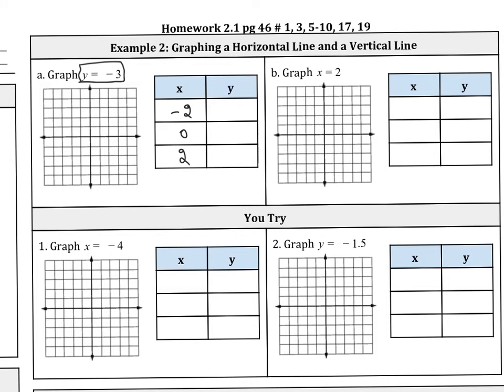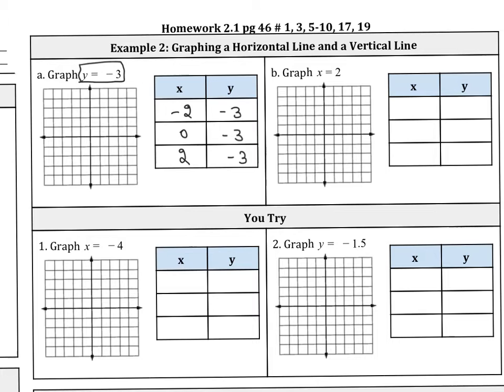So if x is -2, y still remains -3. If x is 0, y is again -3, because we cannot plug in any x value since x is not present. If you choose x as 2, y is still -3. So it means the y value does not change. Only the x value can change.